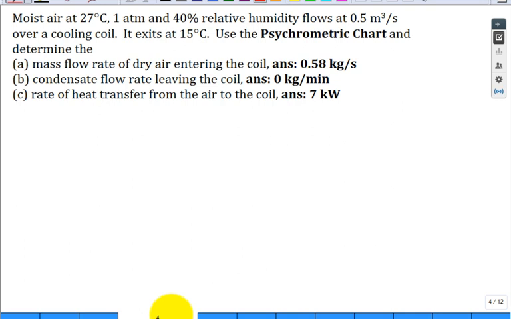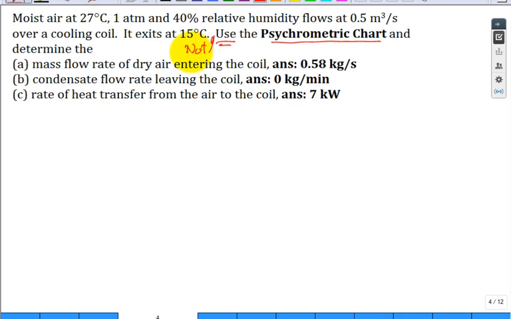So here's a problem. If it was on an exam, I would have some wording like this: use the psychrometric chart. Or I could have the same problem, pretty much, and I may have the words do not use the psychrometric chart, meaning pay attention when you have an exam. Sometimes it's like don't use it, sometimes you must show and use it, okay?